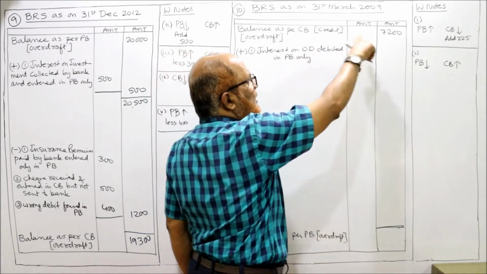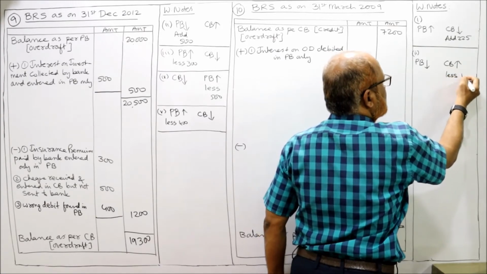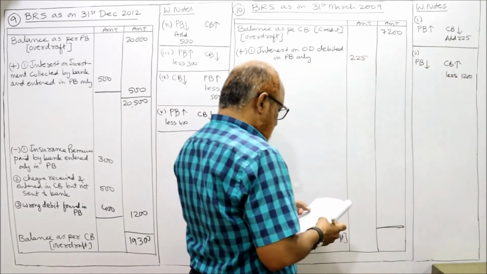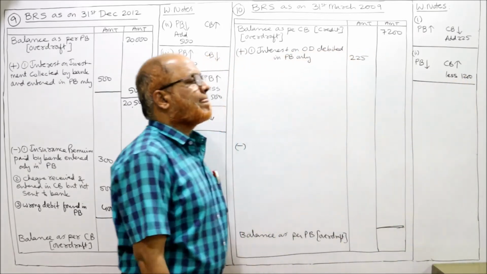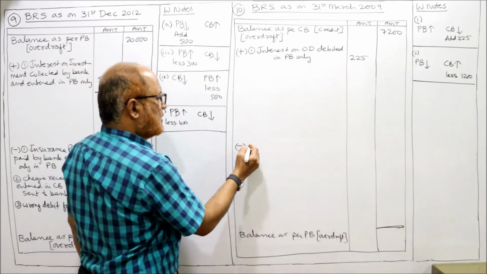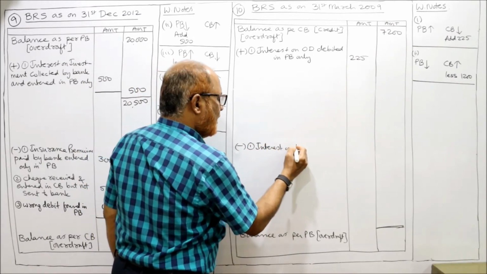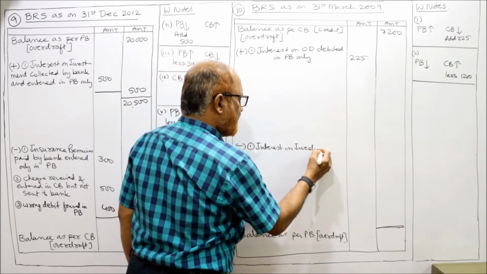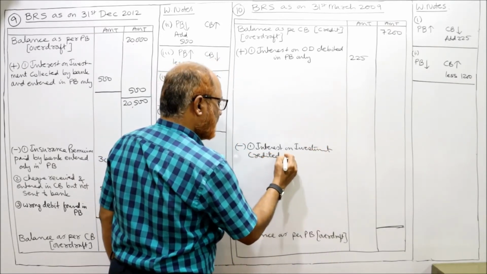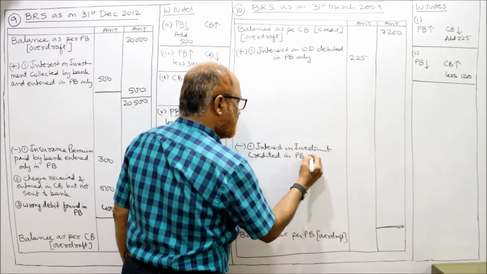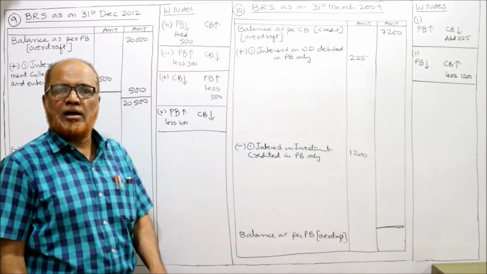Our starting point is cash book. It is showing more balance, so we will deduct less. How much is the interest on investment received? 1200. So I have taken 1200. Deduct less here: interest on investment credited in passbook only, 1200. That's all.